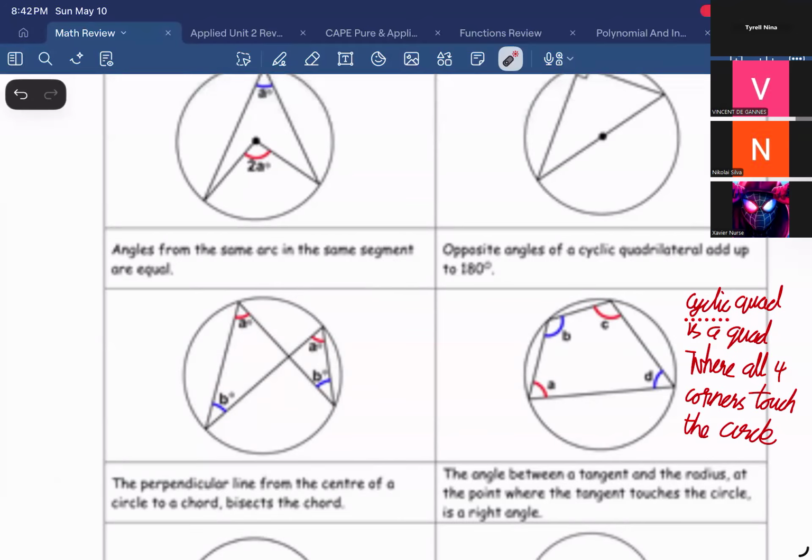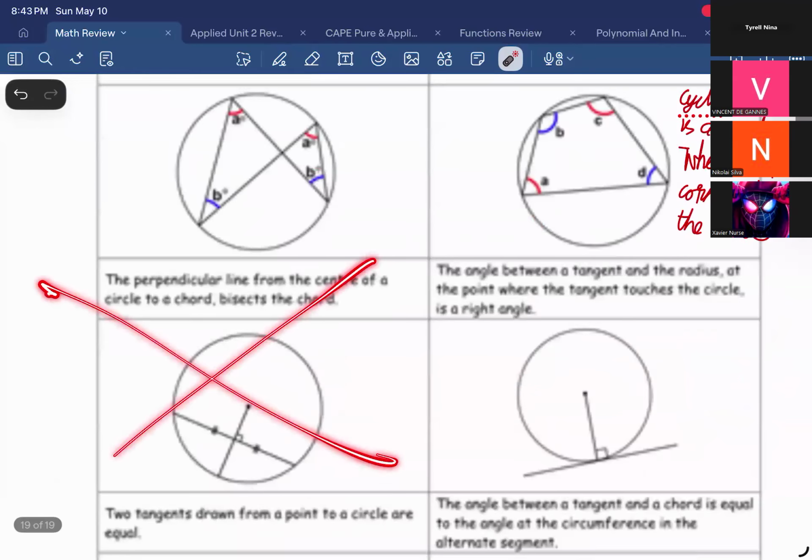So let's just say I had a quadrilateral like this, right? And it's only touching here, here, and here. It does not follow the rules of a cyclic quadrilateral. So that means that this and this won't add up. This and this will add up to 180, and this and this will add up to 180 because all four touch in here. So opposite must add up to 180. But if I have one like this, this and this will not add up to 180. Why is that? Because this point here is not touching the end of the circle. You have to be careful there.